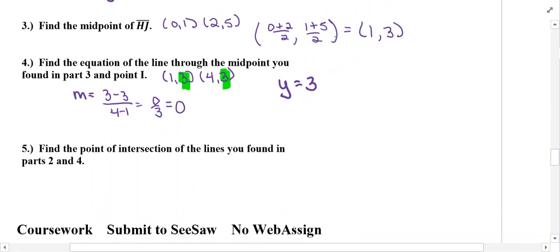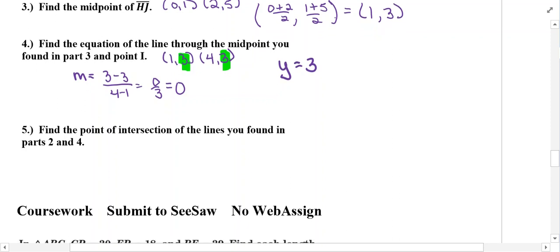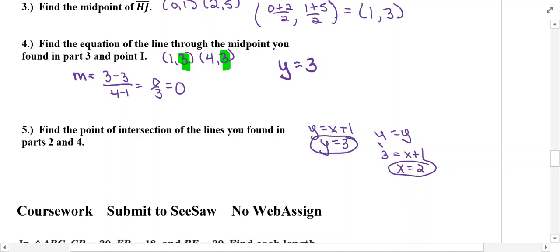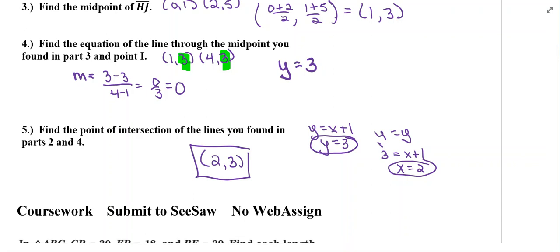To find the intersection of the two lines, we have y equals x plus 1 and y equals 3. We know that y has to equal y, so 3 equals x plus 1, so x equals 2. So we have x equals 2, we have y equals 3, so the intersection point is (2, 3). And that concludes the lesson for 5-2, medians and altitudes.